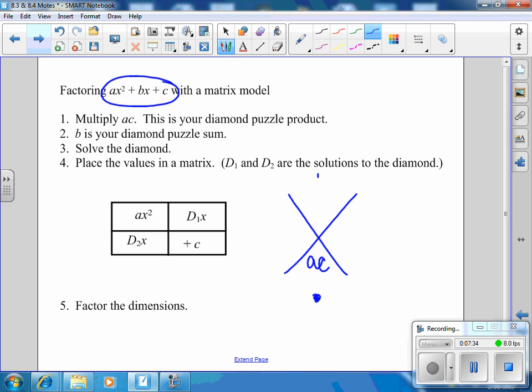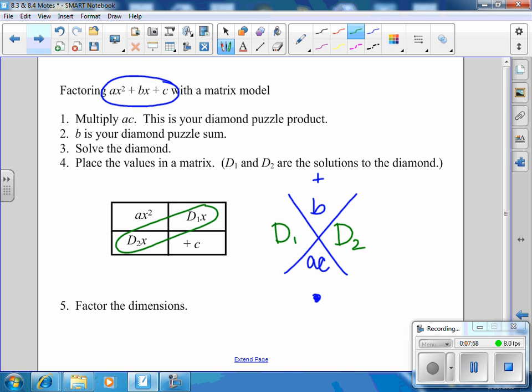B is always the diamond puzzle sum. So whatever your B is goes there. And then you're going to look for your two numbers. Solve the diamond. And when you do that, you place those values here. So this is diamond solution number 1, and this is diamond solution number 2. That holds true to those two things. Adds to make B and multiplies to make AC.